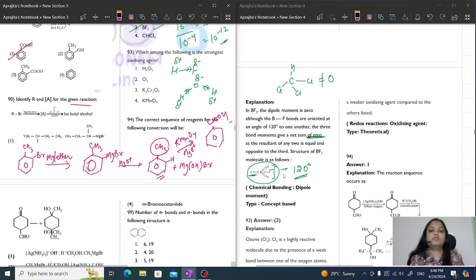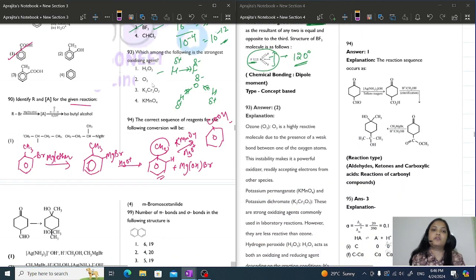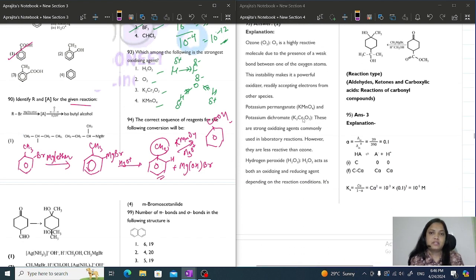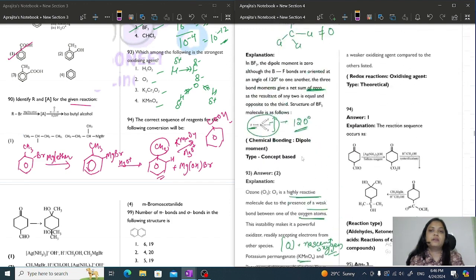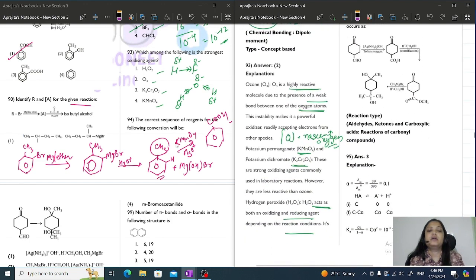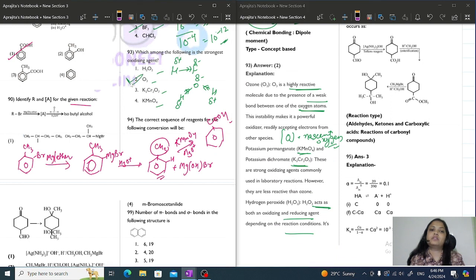Now, which among the following is the strongest oxidizing agent? We know that hydrogen peroxide, ozone, potassium dichromate, and potassium permanganate are all oxidizing agents. But ozone is a highly reactive molecule because of a weak bond between the oxygen atoms, so it readily gives out nascent oxygen. Potassium permanganate is stronger than potassium dichromate. Hydrogen peroxide is also a strong oxidizing agent, but if we compare all of them, ozone is the strongest, because it can readily give out nascent oxygen, more than KMnO4 as well.